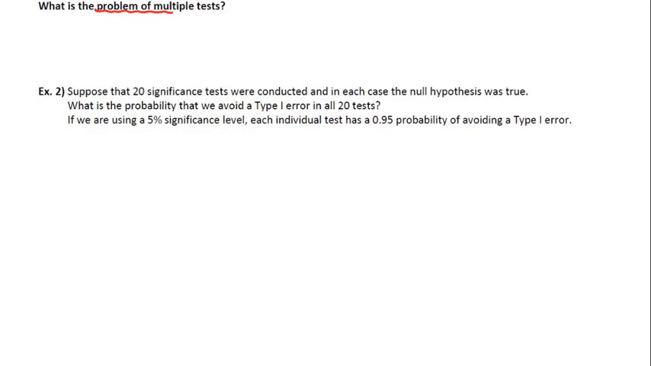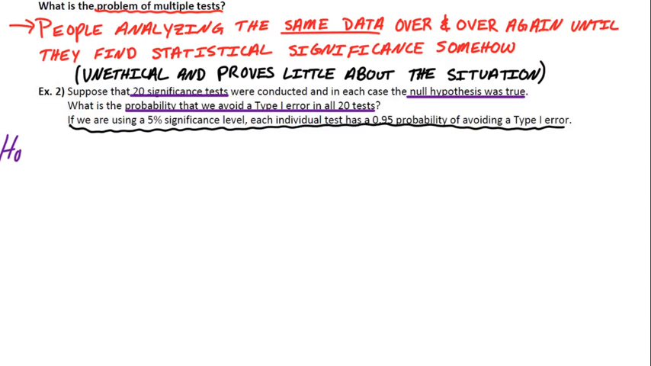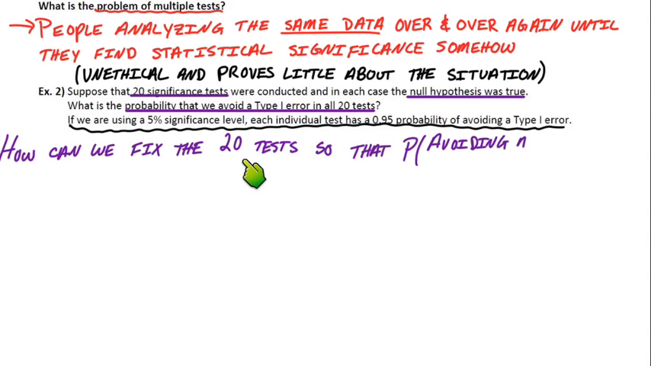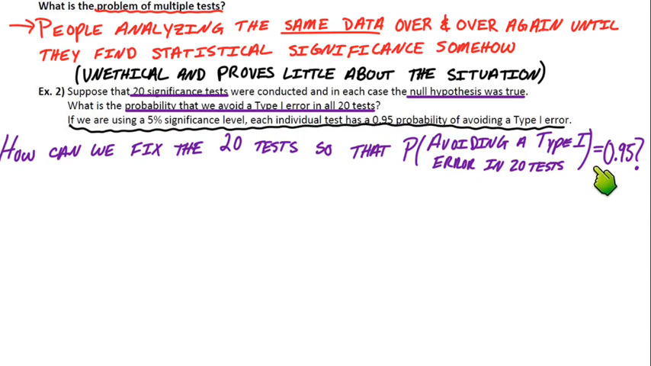Now, the natural question would be, so how do we fix that? So how can we fix, we have 20 tests, and it's supposed to be 0.95, the probability that you avoid a type 1 error, right? It's supposed to be 0.95. Ours was only like 35%, right? 36%. How can we make it be 0.95?